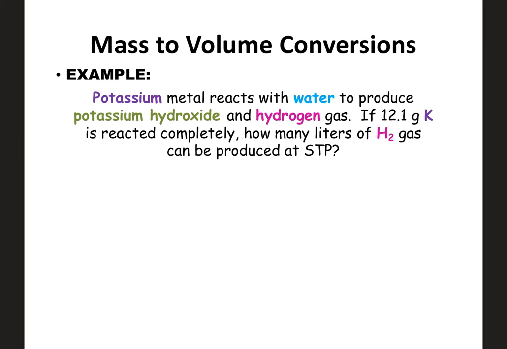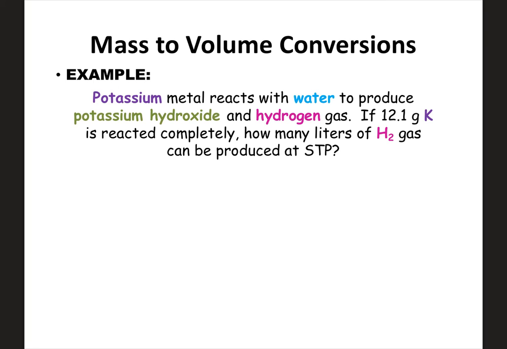We have another example we can try here. This problem says you have potassium metal reacting with water to produce potassium hydroxide and hydrogen gas. So they gave you the entire reaction in words, but they didn't give you the equation, so you're going to have to write it. You have 12.1 grams of potassium reacting completely. They want to know how many liters of H2 gas can be produced at STP. I immediately know this is a stoich problem because they gave me grams of potassium to start, and they're asking me about liters of H2. So potassium becoming H2, you switch substances, so it's going to be a stoich problem.